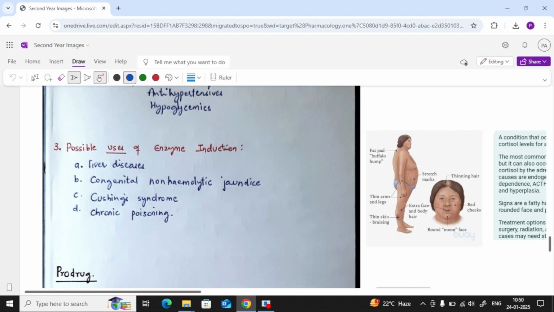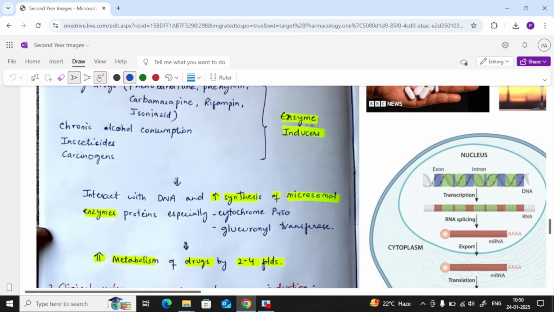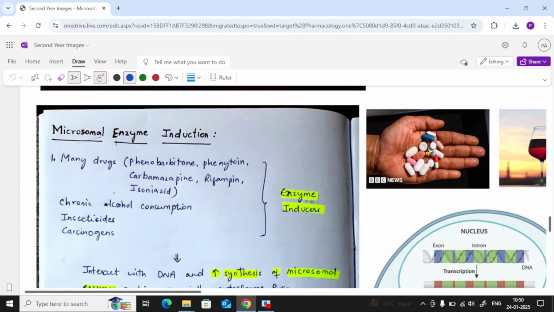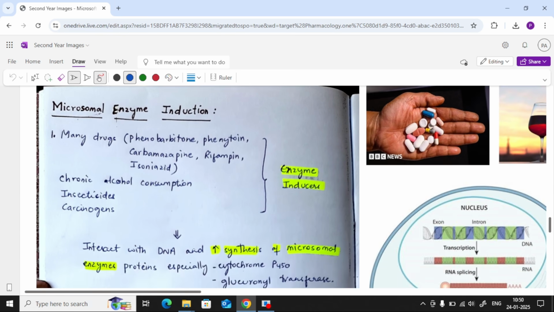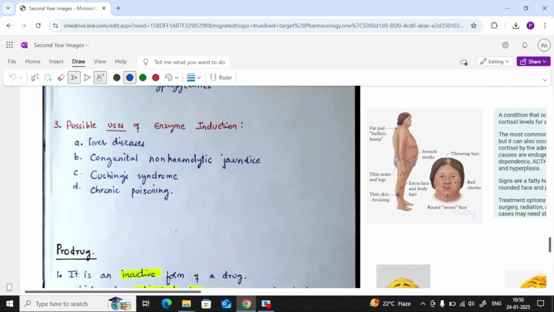Okay, so in the first two conditions, when we do not have enough liver function, this is useful, or when we want fast metabolism of a drug. In these two conditions, it will be helpful. Okay, so this is about microsomal enzyme induction. I hope it is very clear and very easy now. So first you have to write what it is and how microsomal enzyme induction occurs, then what is the clinical relevance, and then what are the possible uses of it.